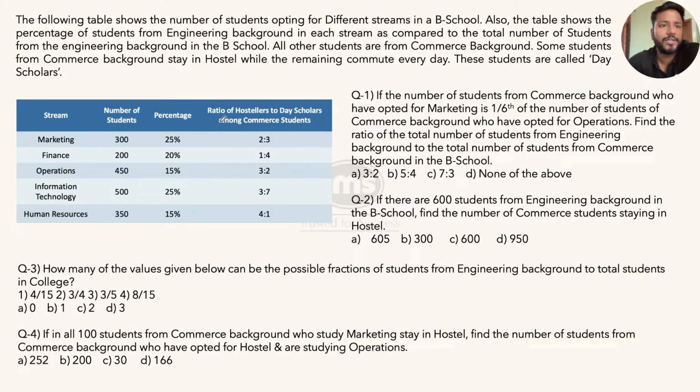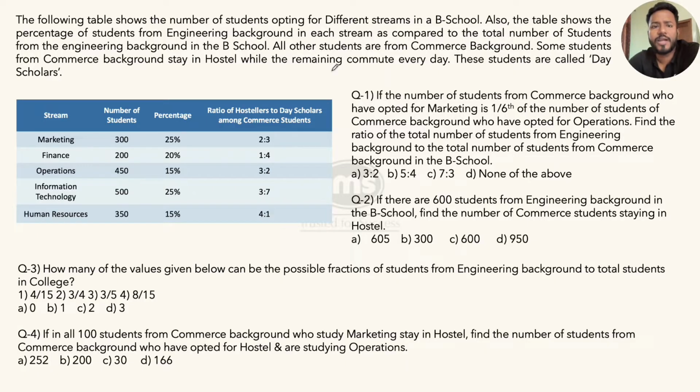Now this says the following table shows the number of students opting for different streams in a B school, right? So we have these different streams. Also the table shows the percentage of students from engineering background in each stream as compared to the total number of students from the engineering background in the B school. All other students are from commerce background. Some students from commerce background stay in hostel while the remaining commute every day. These students are called day scholars. Now, on the basis of this, we have the following four problems.